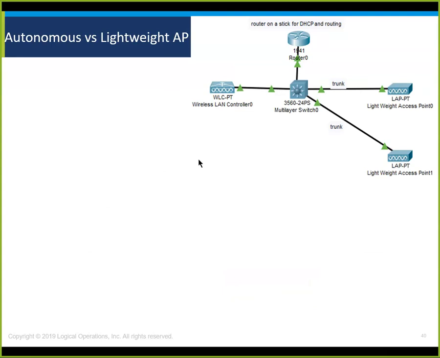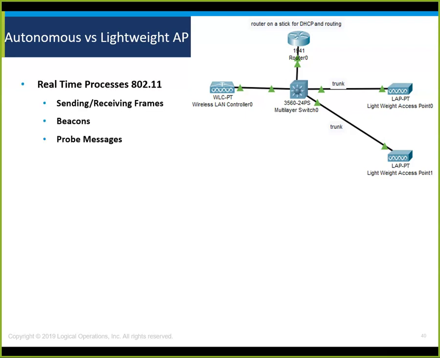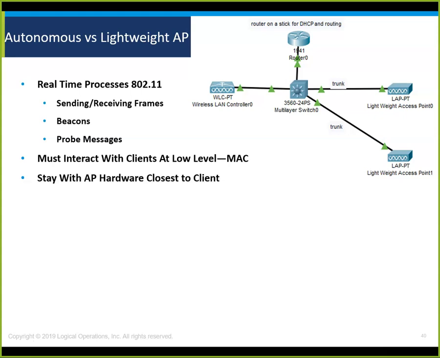Autonomous versus the lightweights, the real-time 802.11, and this is the configuration that we're going to work on a little bit later. We're going to have a router on a stick to route between our VLANs. We got the wireless LAN controller, trunk ports to enable it to communicate, trunk ports in order to allow the traffic to go from one to the other. The real-time process here for the 802.11, the sending and receiving of the frames, and then the beacons and the probe messages are all going to be going on in the devices. Got to interact with the clients at a low level, the MAC addressing.